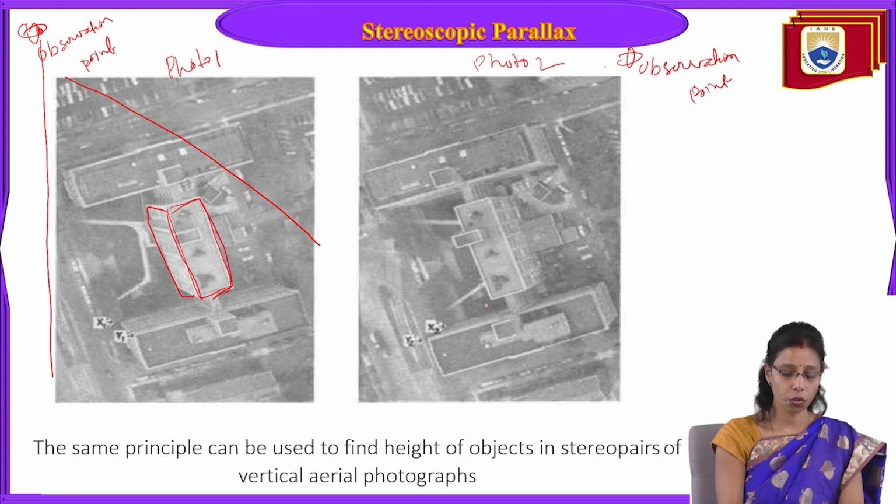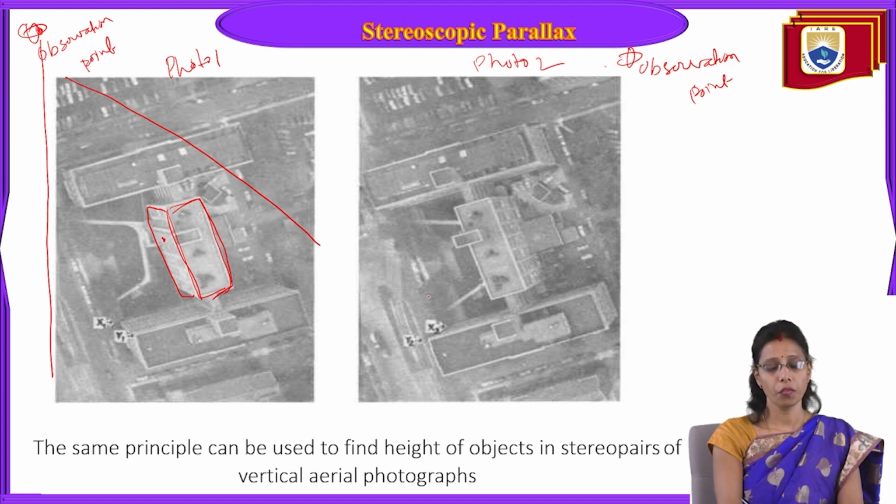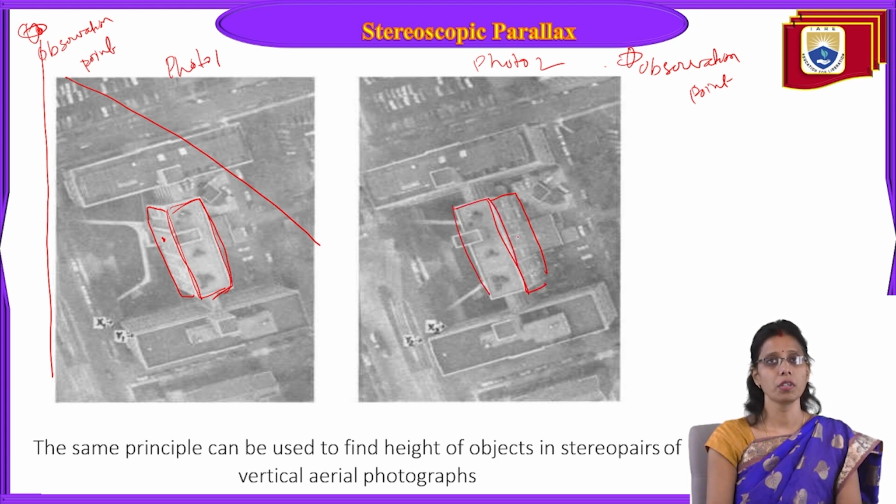Whereas in this photo, this side is not visible. This side is not visible in this photo, whereas in this photo you see the other side is visible. This side is visible, the top is visible, and the right-hand side is visible. So this is the difference. It is the same photo, but the point of observation is different.